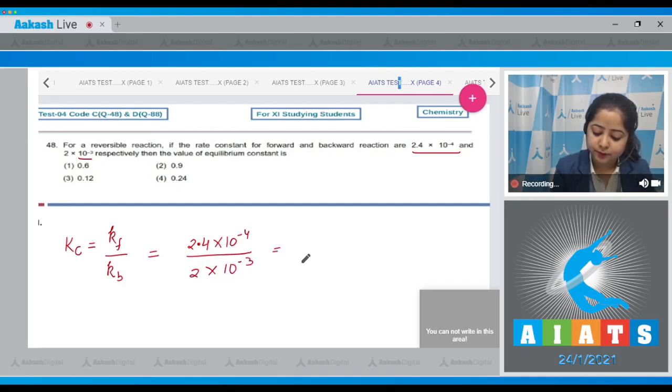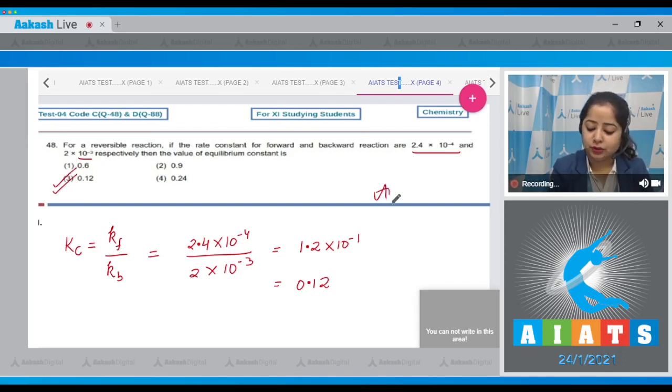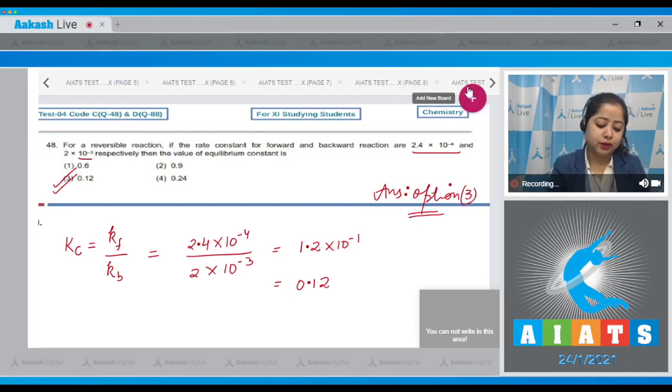So this is 1.2 into 10 raised to the power minus 1, which is equal to 0.12. That means the correct answer is option number 3. So here I'm writing, answer is option number 3. Moving to the next question, students, which is question number 49.